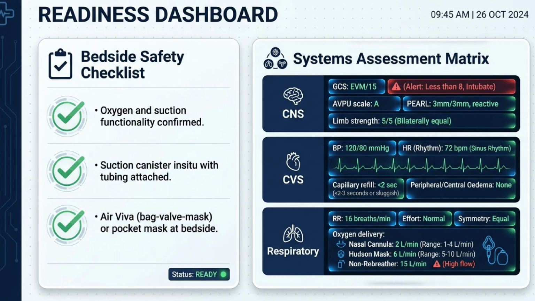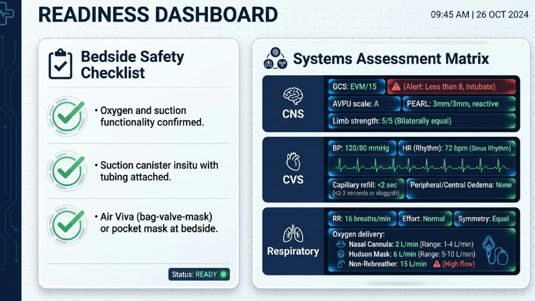Right, because our goal here is to empower you with a thorough understanding of these major cardiac disorders, and more importantly, to give you the clinical intuition to spot a deteriorating patient before a catastrophic event happens. Yeah, moving from the microscopic level of cardiac tissues straight up to the macro level of life-saving interventions.